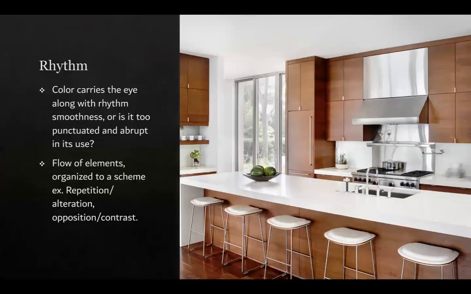So rhythm has 5 different types: repetition or alternation, progressive or gradation, transition, opposition or contrast, and radiation. The image on the right shows repetition, with the stools repeating each other. Transition is also shown by the color white used to create rhythm that leads the eye without interruption from one point to another.